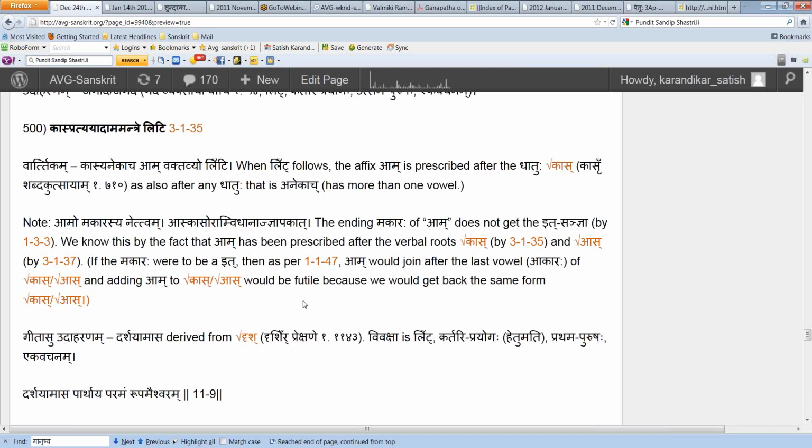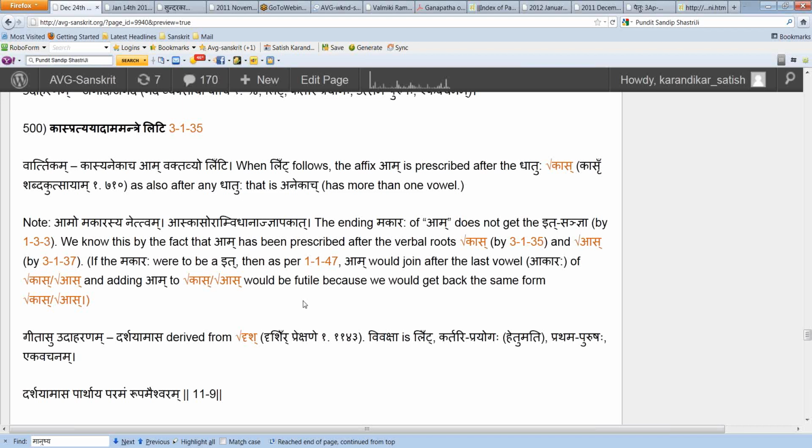Now, as a practical point, let me tell you one thing. We just said that the dhatu kas is an anekach dhatu. Now, in the dhatu partha, almost all dhatus are ekach. Only very few are anekach. Also, among the sanadhyanta dhatus, derived dhatus, from 3115 to 3131, the most common one is the nich, the causative form. It's not the only one.